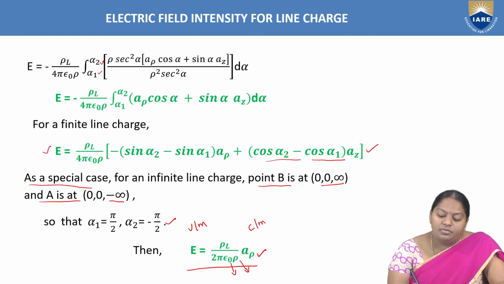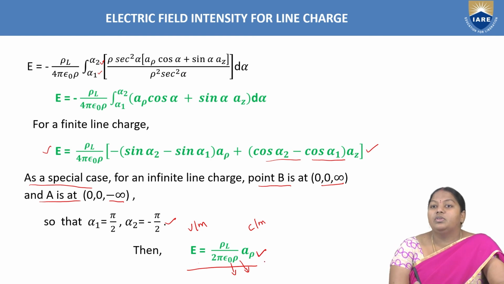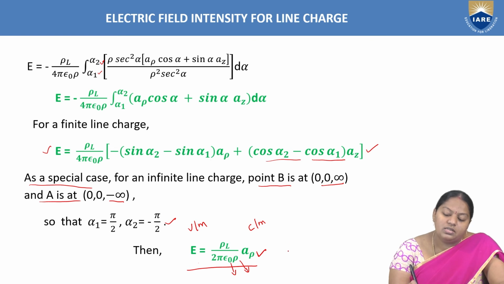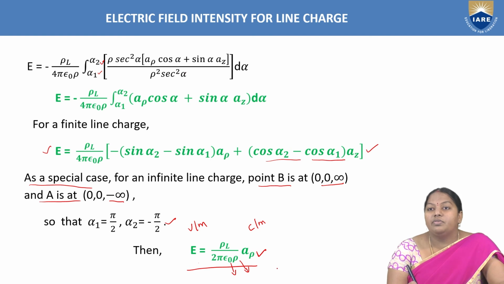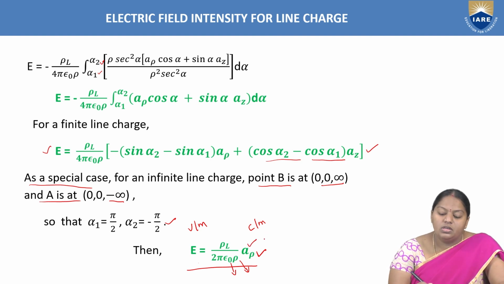So in general, if you consider it in the rho direction, then it will be expressed in terms of rho. Otherwise, if it is expressed along the phi direction or else along the z direction, whatever the coordinate system variables you consider, along with that we are supposed to express the unit vector direction in that particular coordinate system. So here we are evaluating with respect to rho, hence E is equal to rho L by 2 pi epsilon naught rho into a rho.